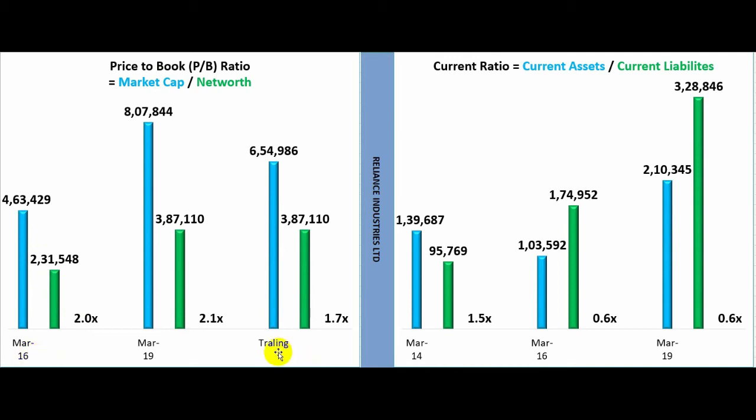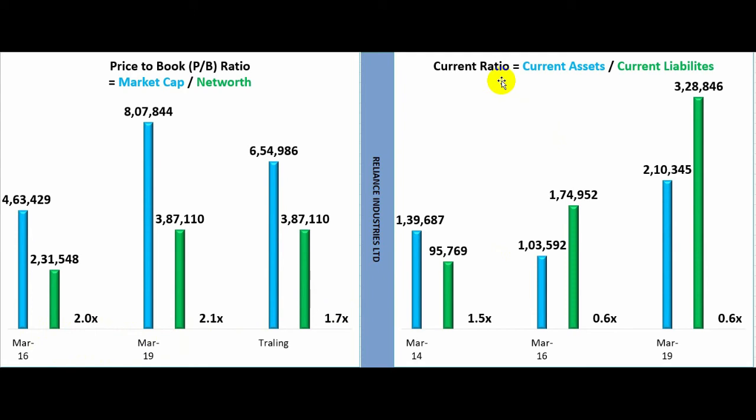In the recent 12 months, the latest price to book ratio was at 1.7, below my benchmark. The company's actual value was 3,87,000 crores, whereas in the market it was trading at 6,54,000 crores. So a good multiple. As we saw earlier, price to earnings was also good. In March 19 it was 2.1 and in March 16 it was 2. So it has always been quoting below 2.5, at least whatever data we have on the screen.